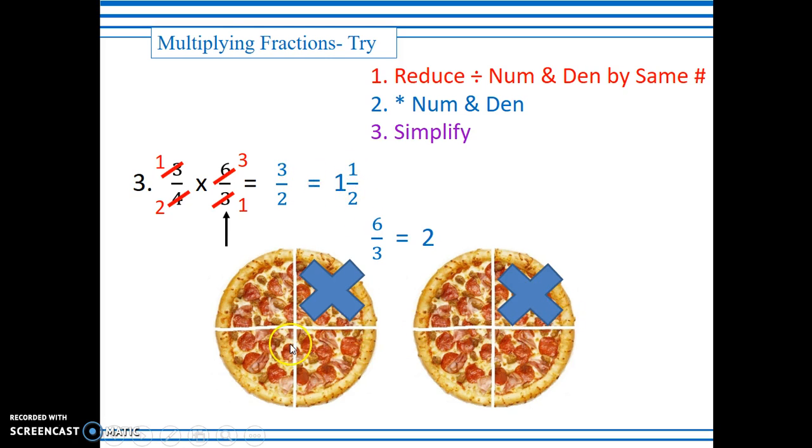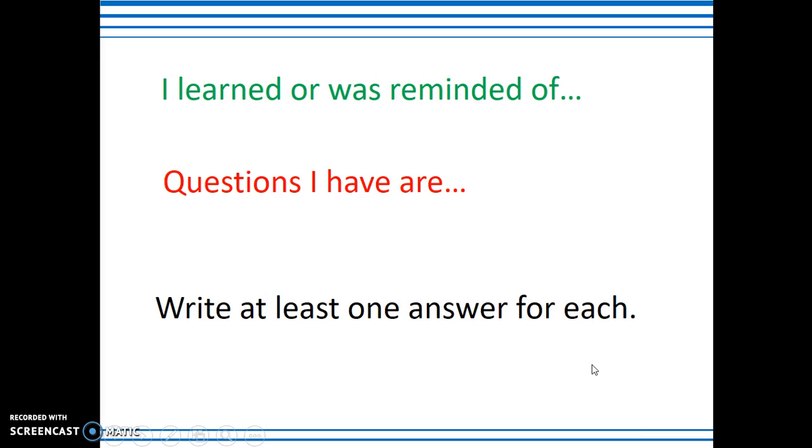Is that what we have down here? If I move this slice over here, we would have a whole pizza, and we still have another half. So this explains why you can think of one fraction of another fraction. You get 1 1/2 for your answer. Before you finish, tell me something that you learned or were reminded of, and a question that you have.